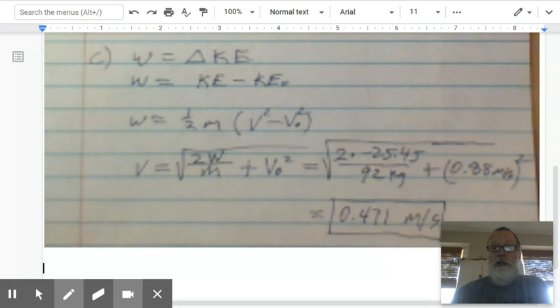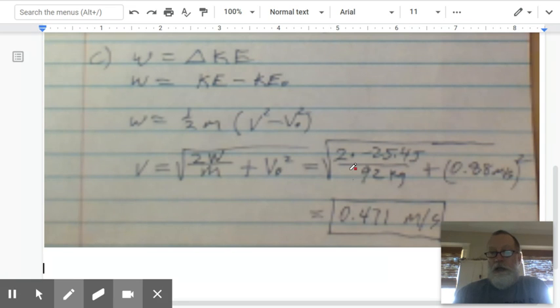Then what we'll do is rearrange this for v. To do that, I'll multiply both sides by 2, so I get 2w, divide both sides by m, so I get 2w divided by m. And then I will add the initial velocity squared, and then to get rid of v squared, I'll take the square root of that. So I ended up with the square root of 2 times work divided by mass plus the vo squared.